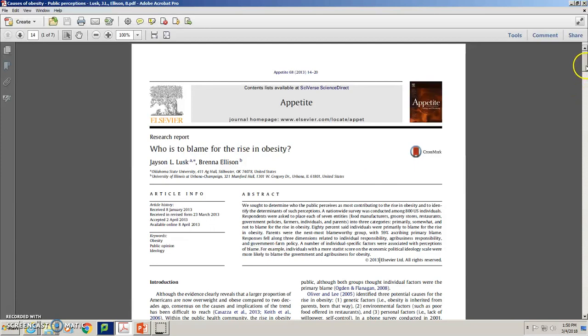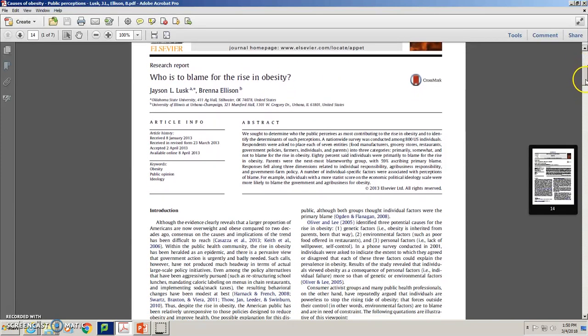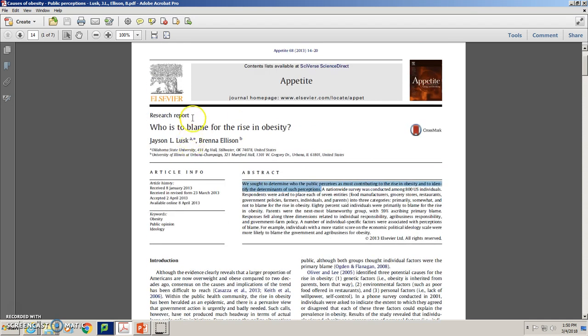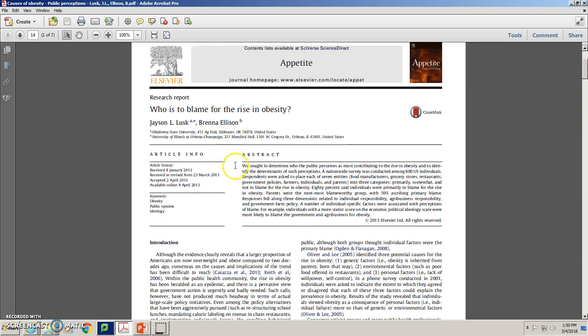And abstracts follow a particular structure. Usually they begin with an outline of the aims of the article. And in this case, this particular journal article is a research report, which means that the authors have conducted some research and are presenting the findings in the article. So the first sentence in this abstract is the aim of the research.